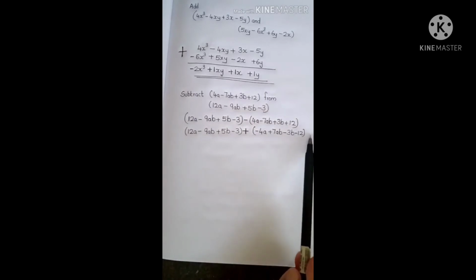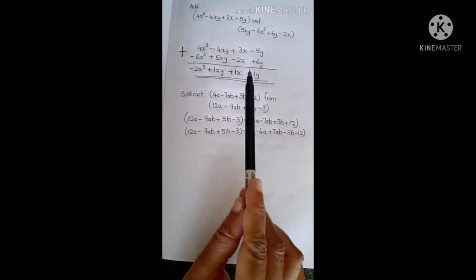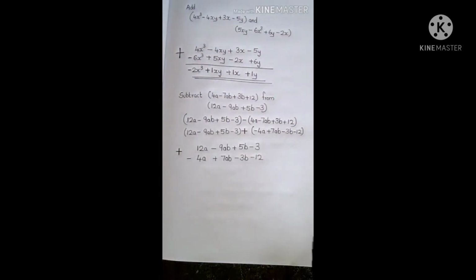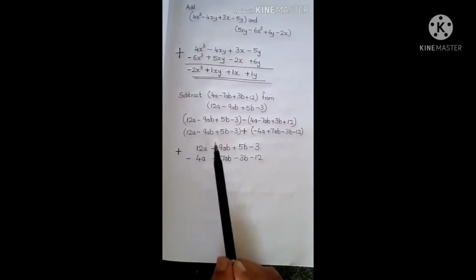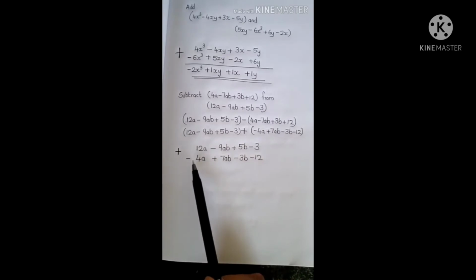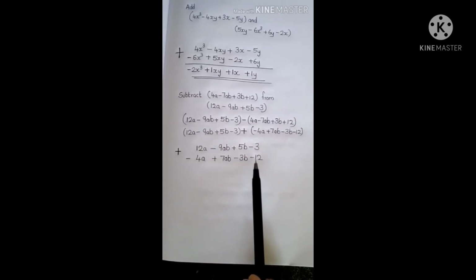Now, this is an addition problem. You can do it like this. Now, children, I have rearranged it. 12a minus 9ab plus 5b minus 3, minus 4a plus 7ab minus 3b minus 12.